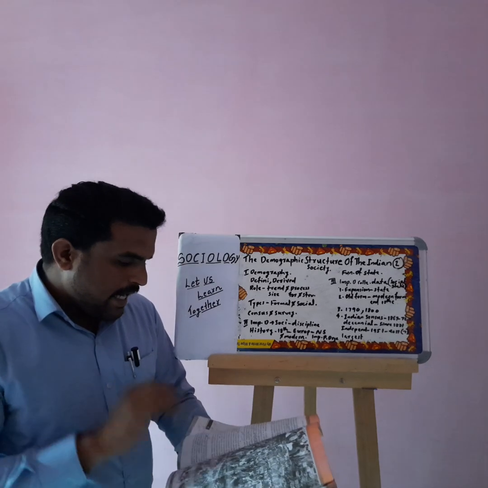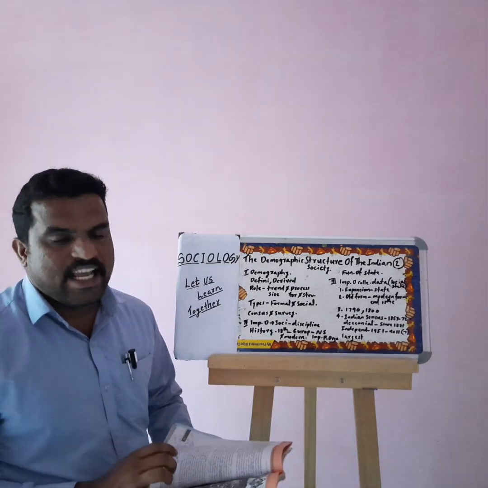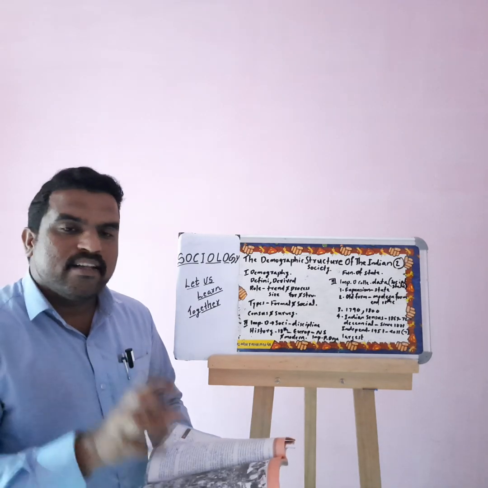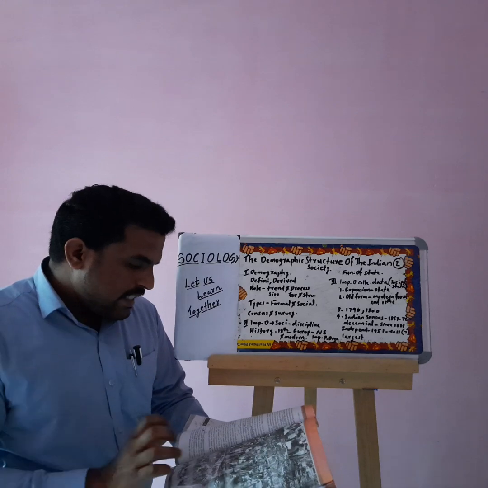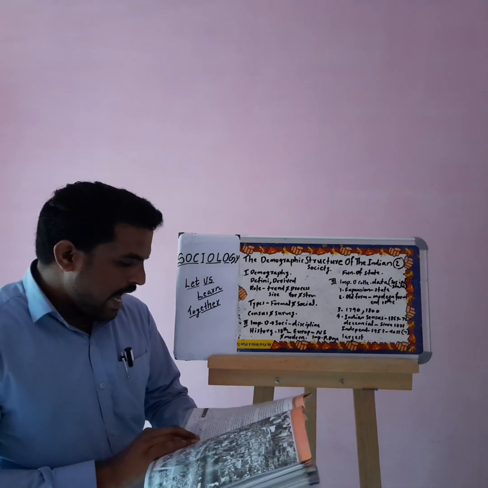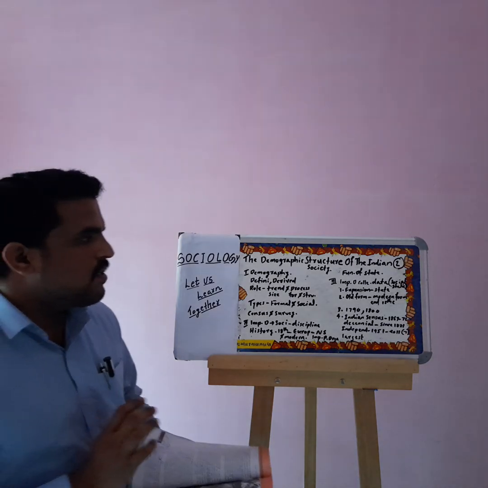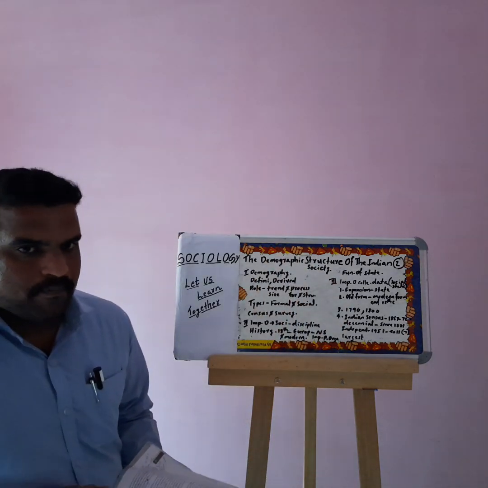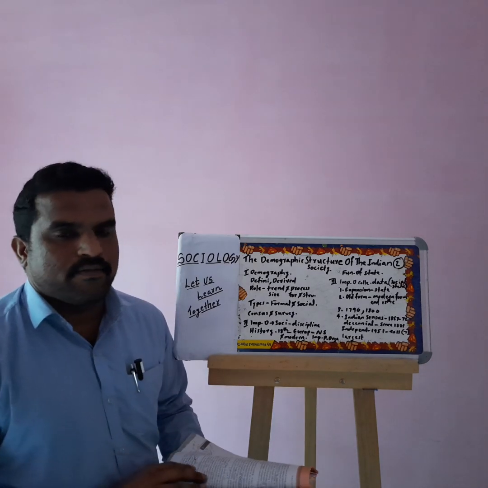Third point, economic policies relating to agriculture and industry. They give importance to agriculture and industry. Last point, taxation and revenue generation and governance of cities. These are the important functions of the state. This is all about the second paragraph.